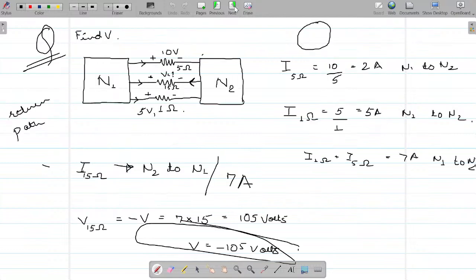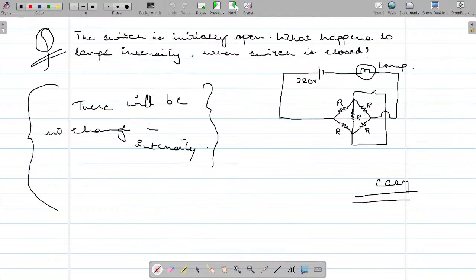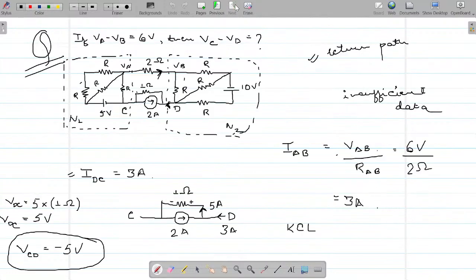Here we learned the concept of return path. If branches are taking currents from a part of the network to another part of the network, there should be some branch which will bring back the same equal current from N2 to N1, right? This is what we utilized in this question also.